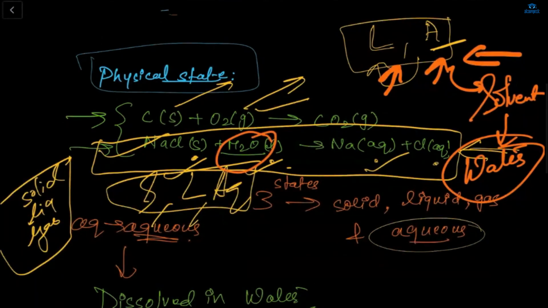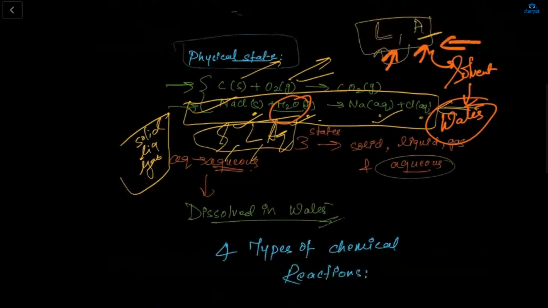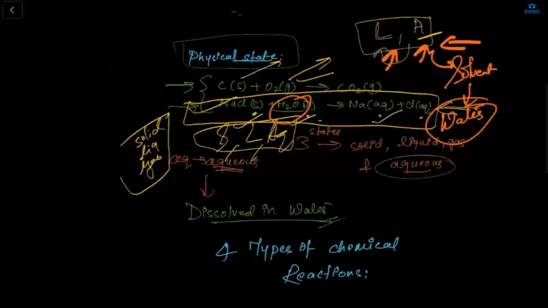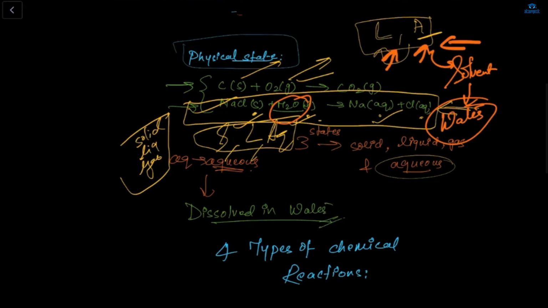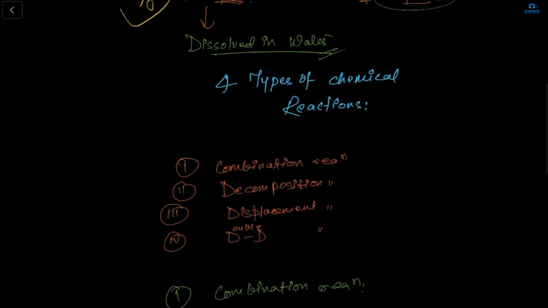Okay, so now tell me, what are the four types of chemical reactions? We have already discussed in class ninth, I guess. Ria, what are the four types of chemical reactions? Any idea? Redox reaction. Displacement reaction, double displacement reaction. One more was there. Yes, combination reaction. So here we will discuss only four types.